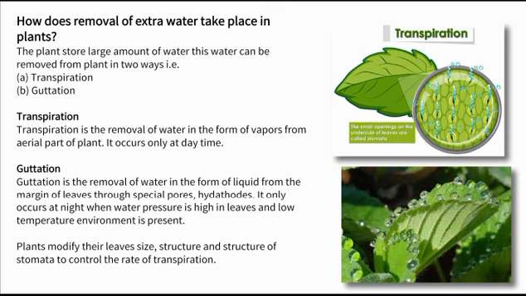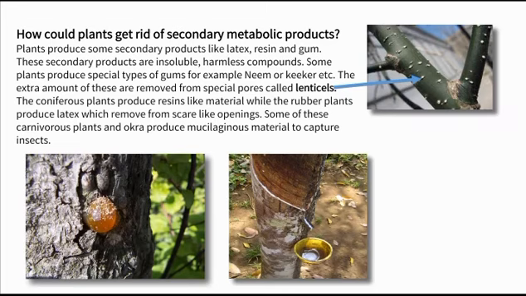So guttation is the removal of water in the form of liquid from the margin of leaves through special pores, hydathodes. It only occurs at night when water pressure is high in leaves and a low temperature environment is present. Plants modify their leaf size and the structure of stomata to control the rate of transpiration.